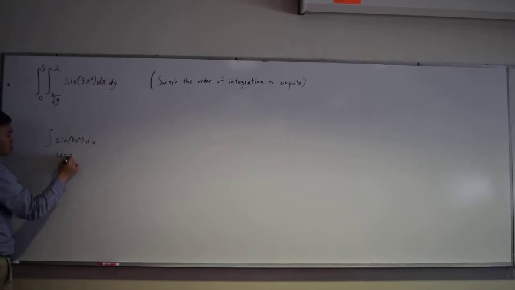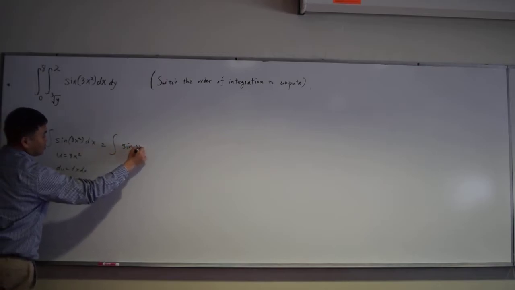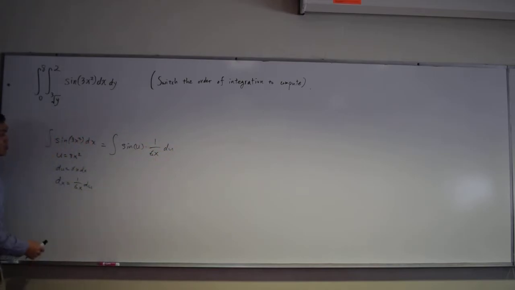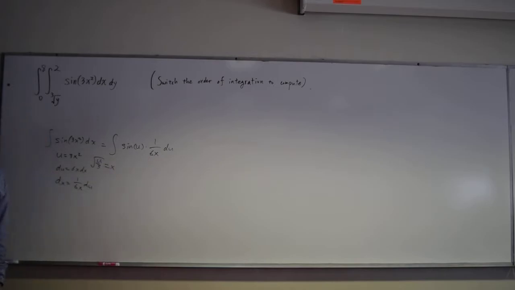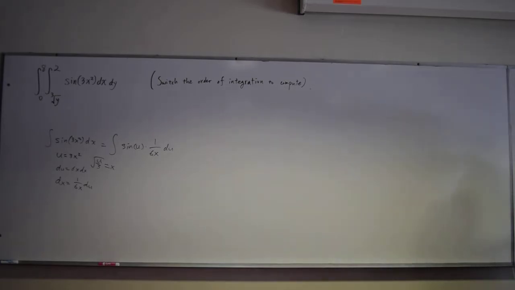Just setting u equals 3x squared and then du as 6x dx makes dx equal to 1 over 6x du. So this becomes the integral of sine of u times this thing, 1 over 6x du, and then to get rid of that x, we have to solve for x, and then what's that? The square root of u over 3 is x, so that goes in here, and it just gets worse after doing the u substitution, right? I mean, this is something you can't really handle with u substitution.